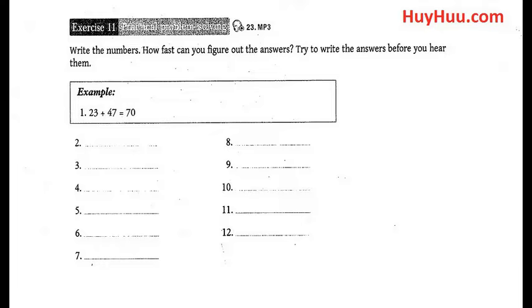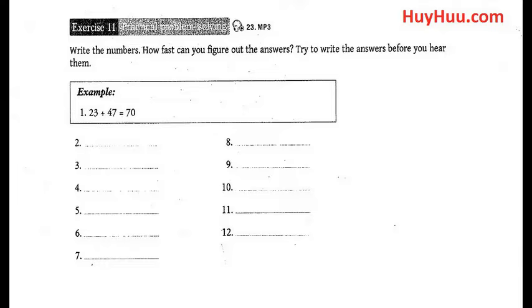Number 9. How much are these CDs? They are $20.50 each. $20.50 each? Okay, I'll take these 4. Okay, 4 CDs at $20.50. That comes to 82 pounds.